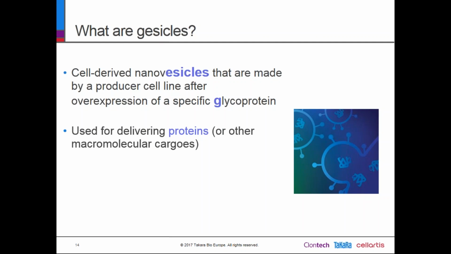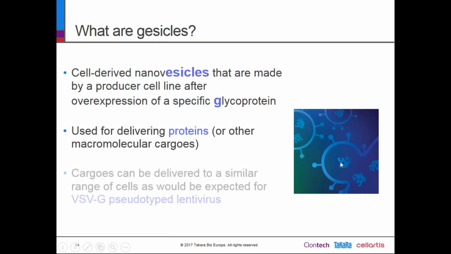And such jasicles can be used to deliver proteins, but also other macromolecular cargos that will be carried inside the vesicle. And as the jasicles also express VSV-G on their surface, they can be delivered to a similar range of cells as would be expected for VSV-G pseudotype lentivirus.